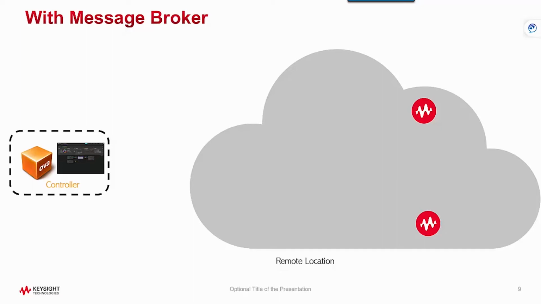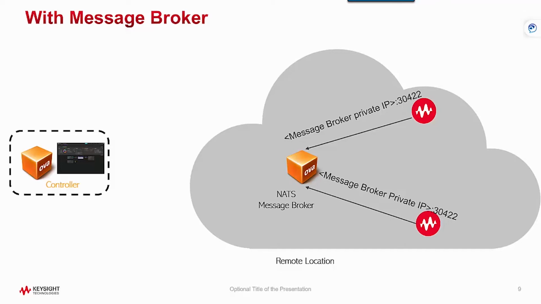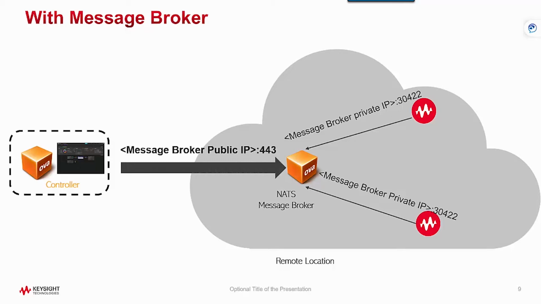Now, one way for all these remote agents to communicate with the controller would be for them to have internet access and go through some sort of public IP to reach the controller, but sometimes that can be expensive and also inconvenient. An easier way out would be to deploy a centralized message broker in each of those remote locations. The agents can communicate to this message broker through 30422 and get registered into the message broker, and the controller communicates with this single message broker to collect all the agents that are registered to it, and then in the controller you can use those agents to run tests.